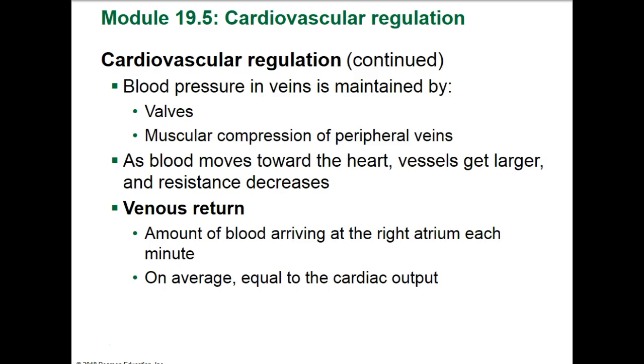Venous return is the amount of blood that arrives at the right atrium each minute. And on average, it's equal to the cardiac output. And it should be. If it's not, you have to question where that extra blood is going.